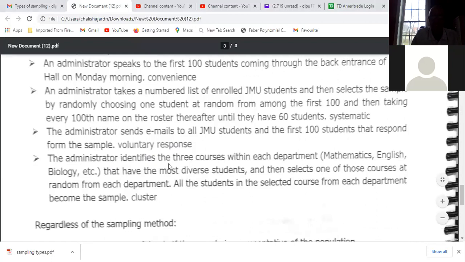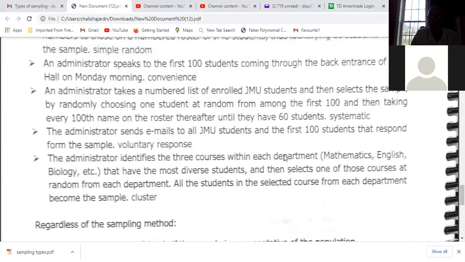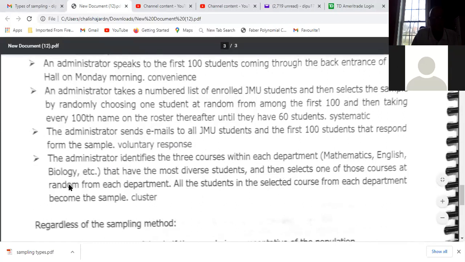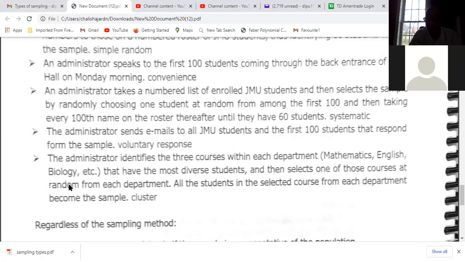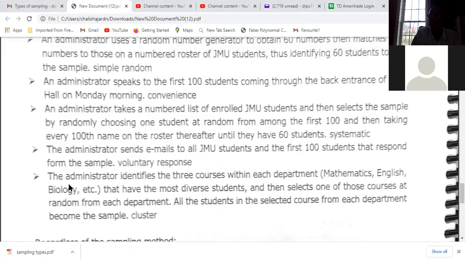And the last one is, the administrator identifies three courses within each department, mathematics, English, and biology, that have the most diverse students and then selects one of those courses at random. Now he picks one of the courses at random, in which you have a mixture of students. Some of them are math majors, English majors, biology majors, like this, from the department. All the students in the selected courses from each department become a sample cluster, because now the cluster is a mixed population of math, English, and biology. So it's a cluster, right? So this way, sampling methods are being identified.